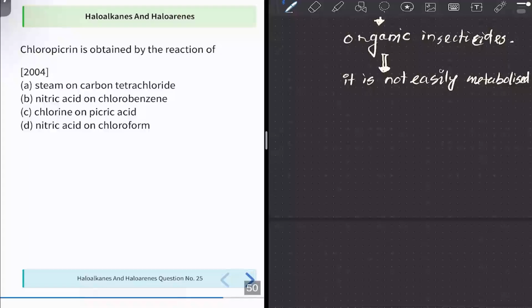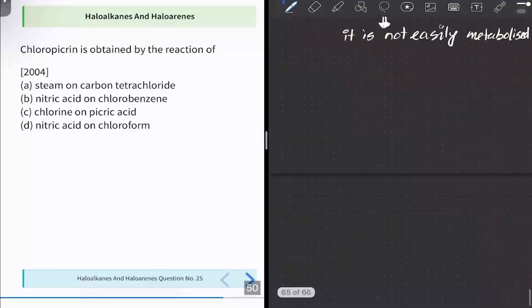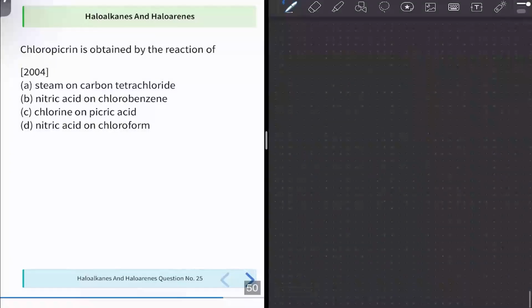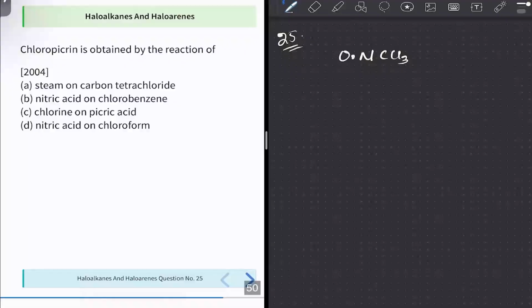Okay, let's move to question number 25. Chloropicrin is obtained by the reaction of... Okay, what is chloropicrin? Chloropicrin is nitrochloroform. Chloroform you have heard, but this is nitrochloroform, that is CCl3NO2. That is chloropicrin or nitrochloroform.